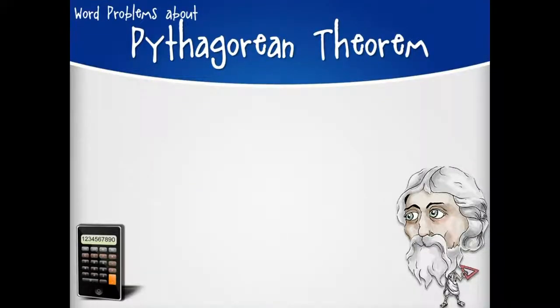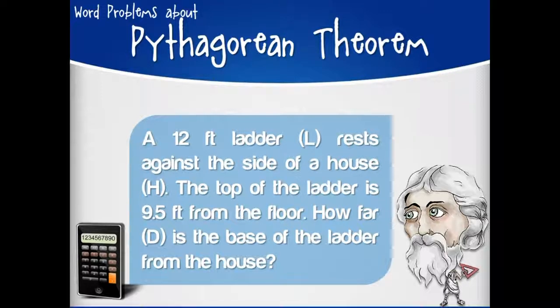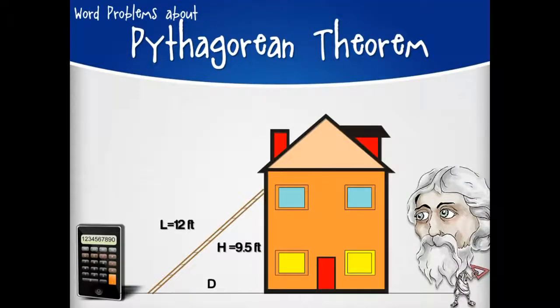Let's try this one. A 12-foot ladder rests against the side of a house. The top of the ladder is 9.5 feet from the floor. How far is the base of the ladder from the house? This is the diagram showing a 12-foot ladder leaning on the house with a height of 9.5 feet. Pythagorean theorem is possible in this problem.